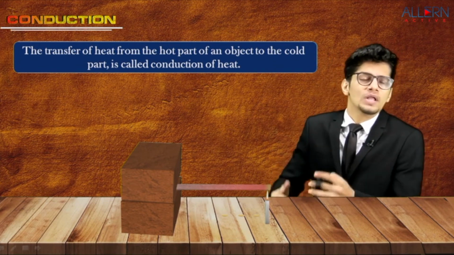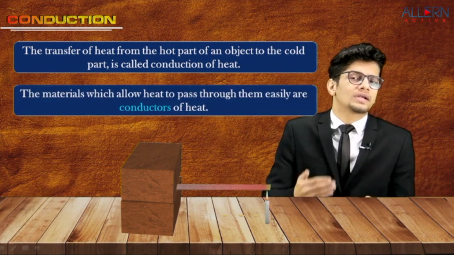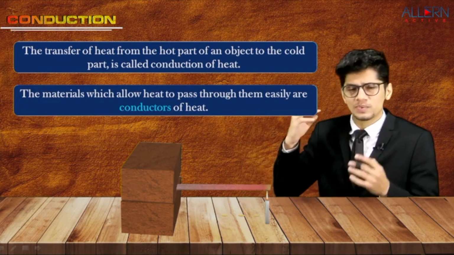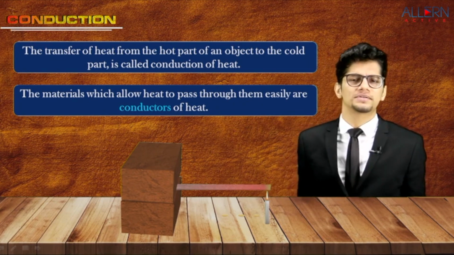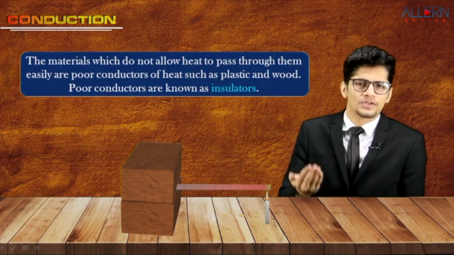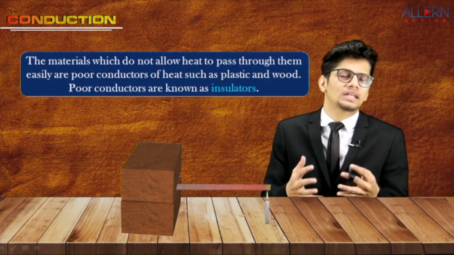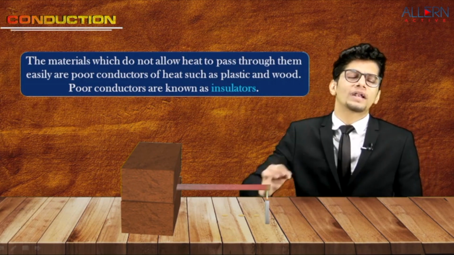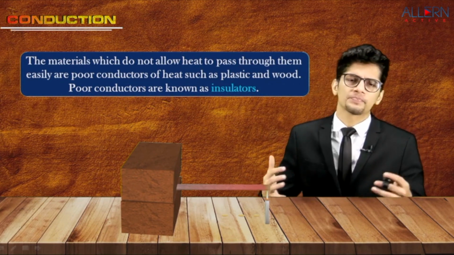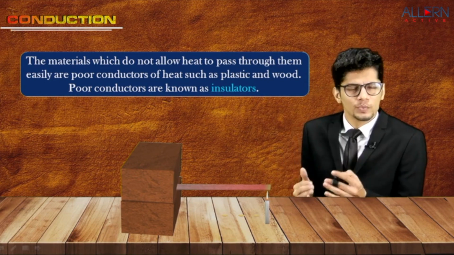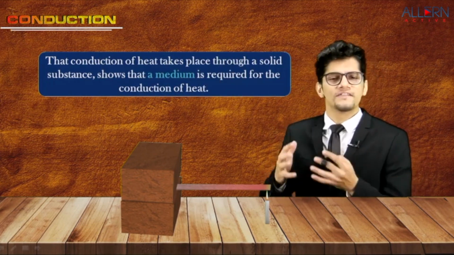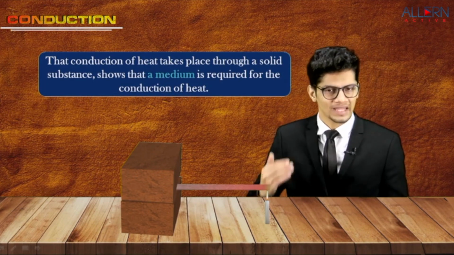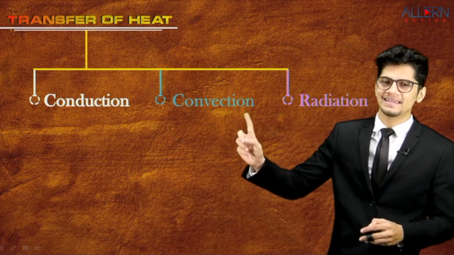And we also know that those who conduct heat are called good conductors, right? The materials which allow heat to pass through them easily are called conductors or good conductors of heat. Similarly, the bodies that do not allow heat to pass through them are called insulators, such as plastic, wood, etc. Since conduction takes place through solids, we understand that a material medium is required for conduction of heat. Now after conduction, it's time to understand convection.